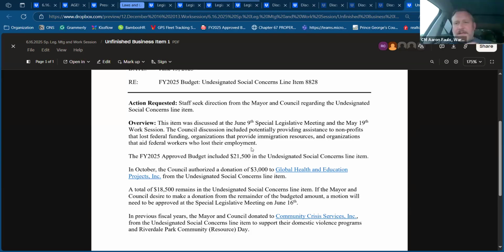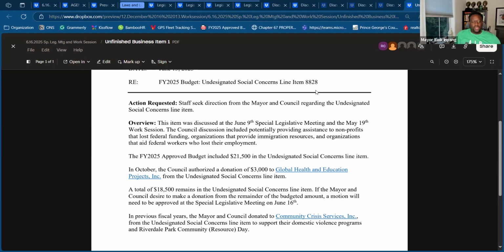And I'm sorry, I didn't mean to interrupt. So the short answer is yes. I don't have authority to move from operating to a different fund, so that would still require council authorization. Thank you, Councilmember, and thank you, Town Manager, for that clarification.